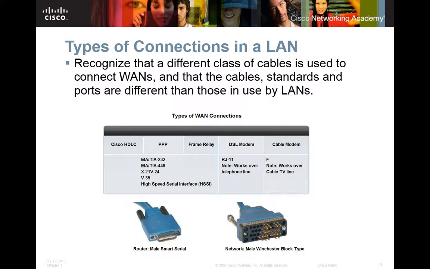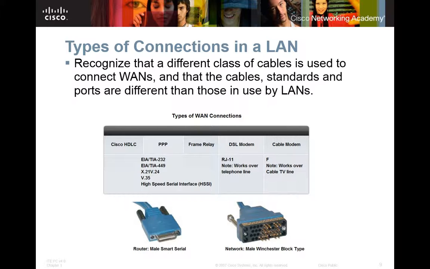You're going to have two different types of WAN connections. You're going to have a smart serial or Winchester block. You can use serials, you can use 449s, you can use V.35s, you can use a high-speed serial interface. There's a lot of ways you can connect an interface for your Frame Relay or PPPs from router to router. Okay.